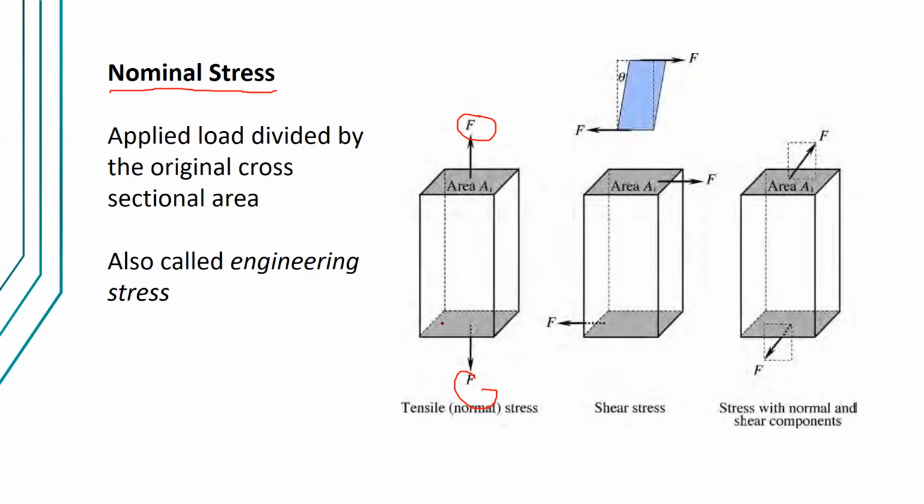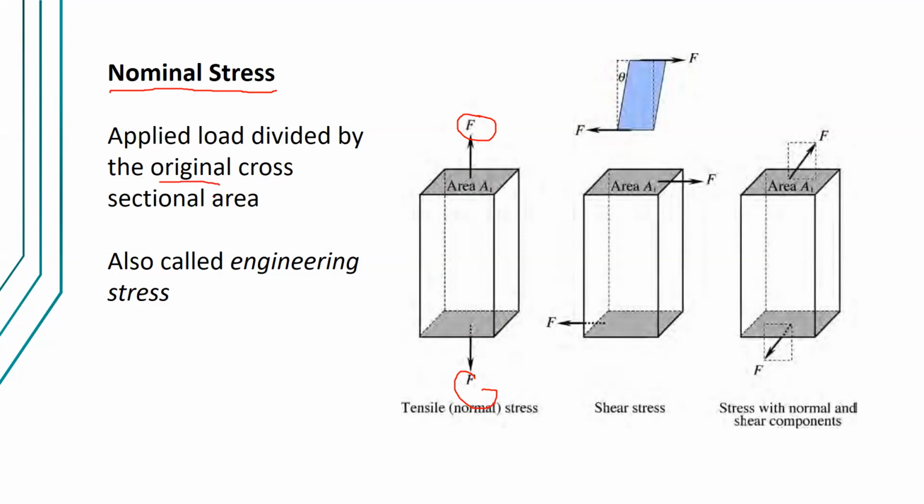Depending on if you apply these forces as tension or compression, the stress that you will compute from that is called your true stress. But that's very difficult to compute because again, the area will change. So that's why we resort to computing what we call the nominal stress. You take the ratio of the load and the original cross-sectional area.